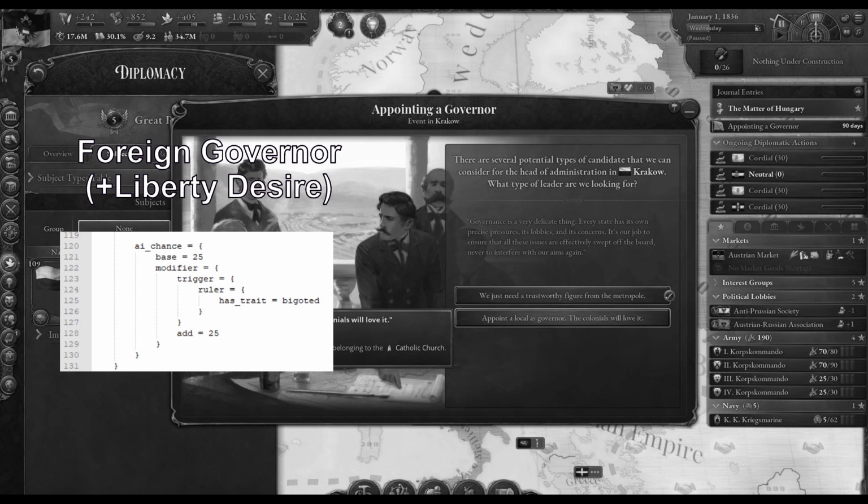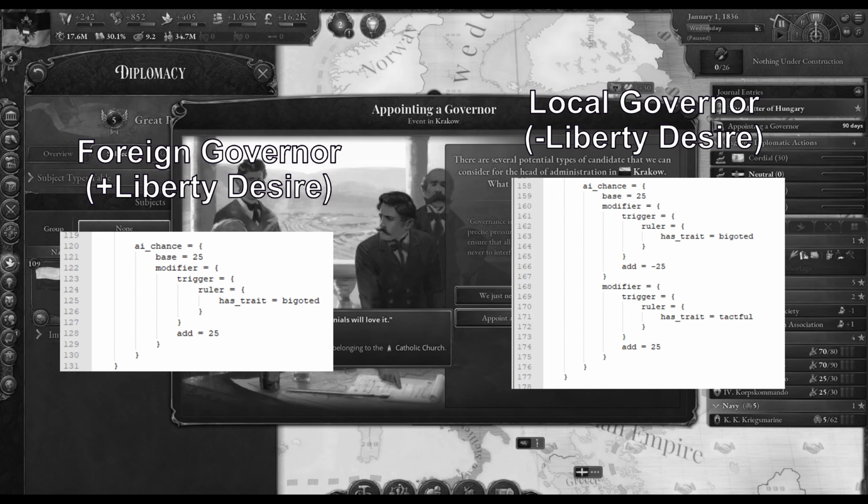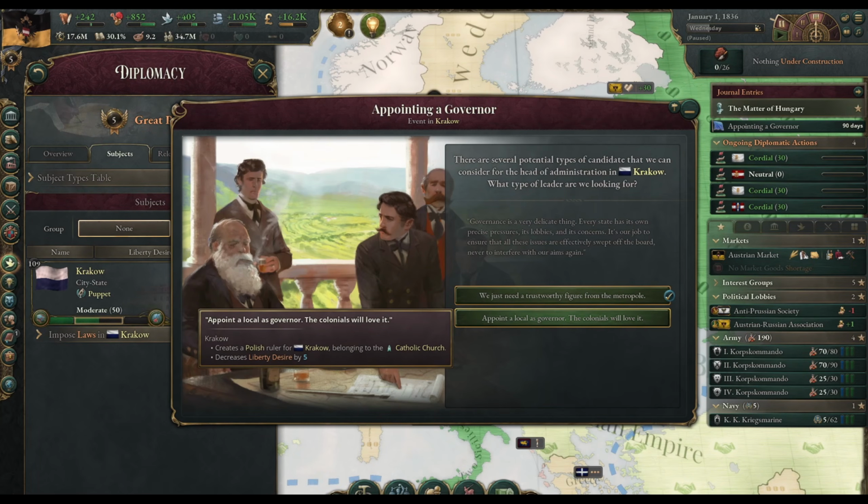Unless there are some rare circumstances, the AI will randomly roll on a 50-50 chance. Even under bad circumstances, the chance to get more liberty desire should be at least 25%. So you cannot guarantee this happening, but you can very easily save scum it. Or, in case of Krakow, just restart and play the first month again.